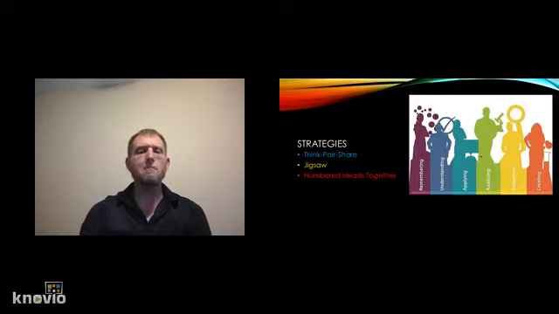Lastly, we have numbered heads together. With this strategy, each student in the group is given a number. So for example, a group of 4 would be numbered members 1, 2, 3, and 4. Then each group is also given a number. When it comes time to do whole class question review, the teacher does a double random draw to choose who will answer. First, he or she pulls the student number.